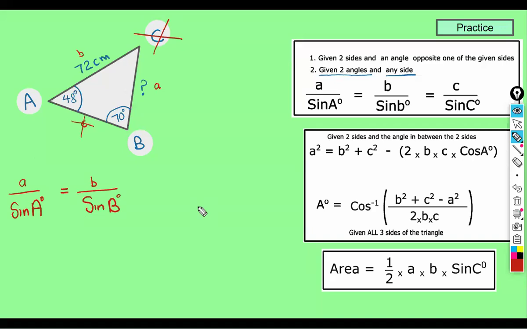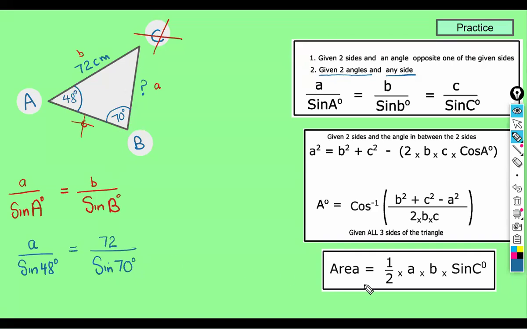And I trust everybody has that up to date. It's just a matter of substituting in the values now. Small a, right? We're trying to find small a. So we're trying to find the length of a side. Sine A, capital A is 48 degrees. Look at that, capital A. Small b is 72, divided by sine capital B, that is 70 degrees. Capital letters represent angles.